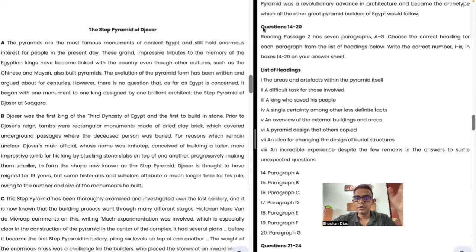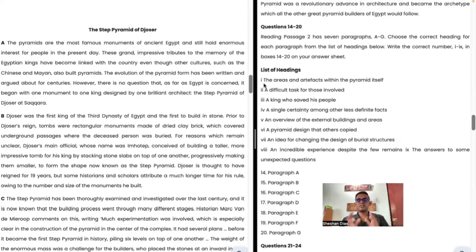Okay. So if we read the question, questions 14 to 20. Reading passage 2 has 7 paragraphs, A to G. Choose the correct heading for each paragraph from the list of headings below. Give the correct number 1 to 9 in boxes 14 to 20 of your answer sheet. Okay, so obviously you can't write this entire sentence in your answer sheet. You can only write the correct number.